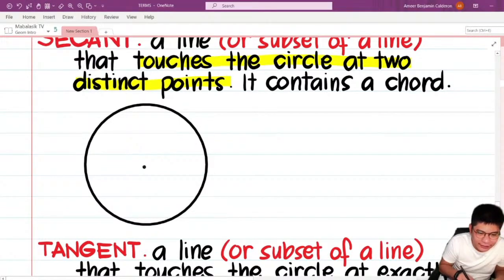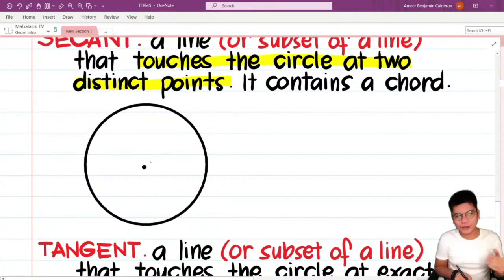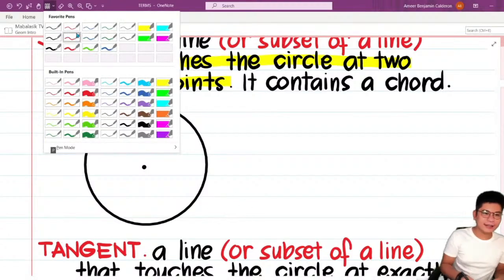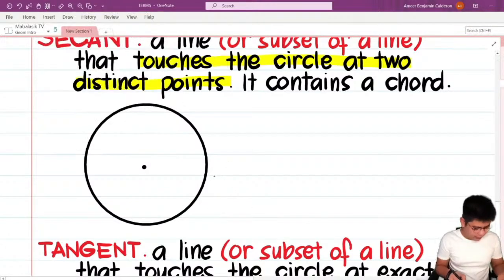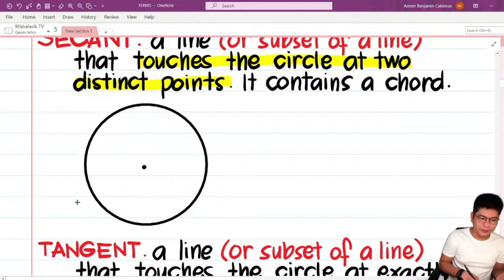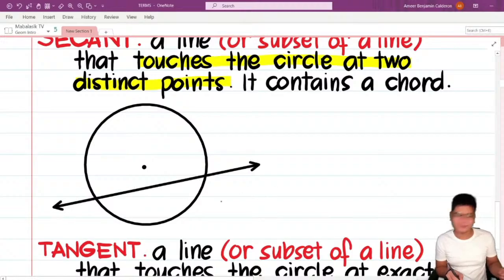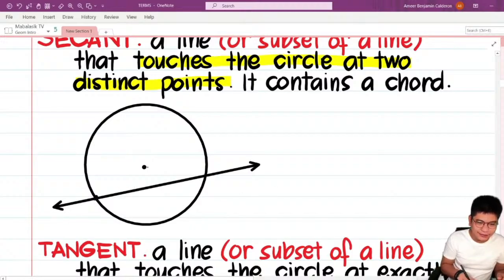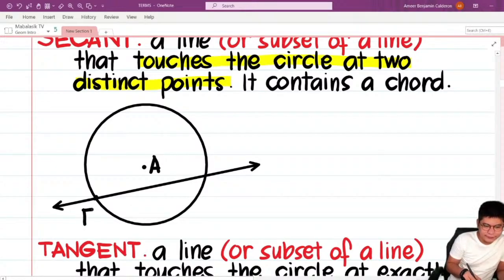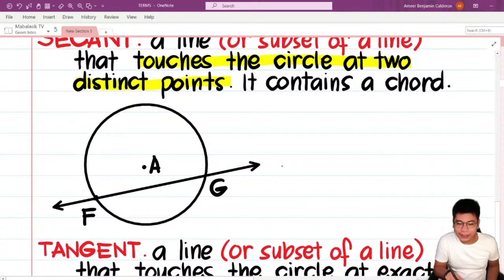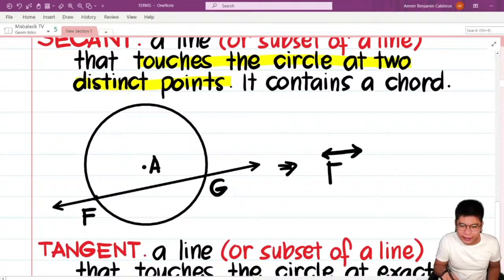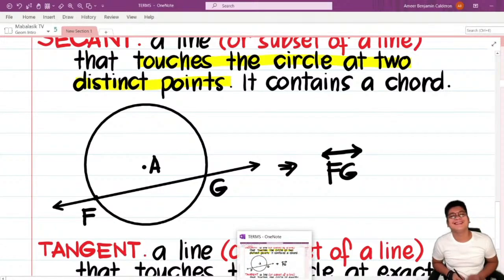This is our center. We are going to draw a secant. A secant can be a line or subset of a line. So, for example, I'm going to draw something like this. So, this is circle A again. And then, for example, this is F. And this is G. Therefore, our secant is line FG. That is our secant.